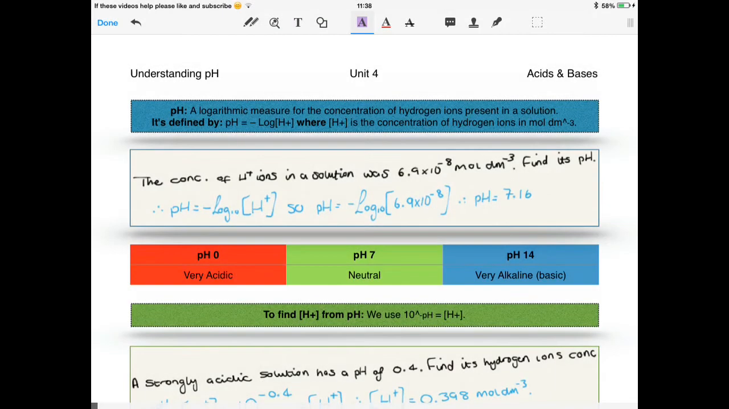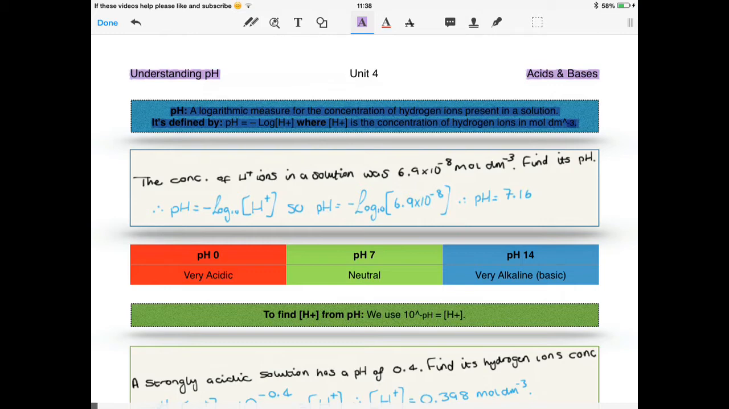This video is on acids and bases, and it's going to be on understanding pH. So pH is a logarithmic measure for the concentration of hydrogen ions present in a solution. In an exam though, when they ask for the definition, it's defined by pH equals minus log [H+], where [H+] in square brackets is the concentration of hydrogen ions in moles per decimeter cubed.